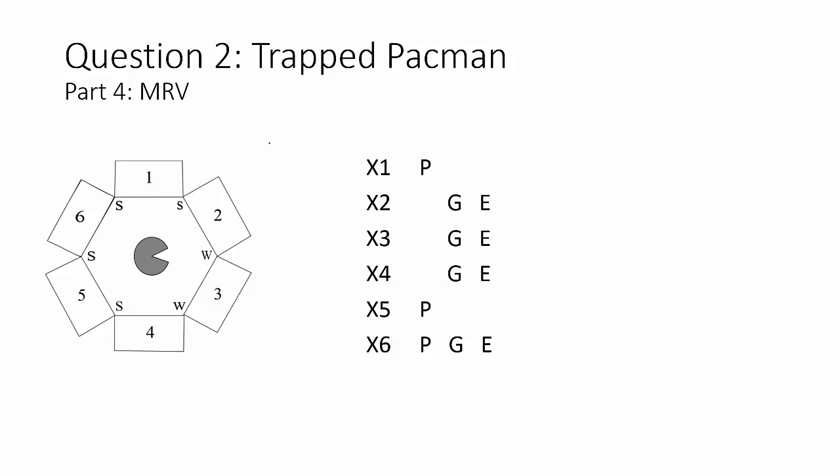In part 4, we're asked to use MRV to see which variable we should assign next. MRV says that we should choose the variable with the minimum number of remaining values. That would be x1 or x5, since they each only have one value left.